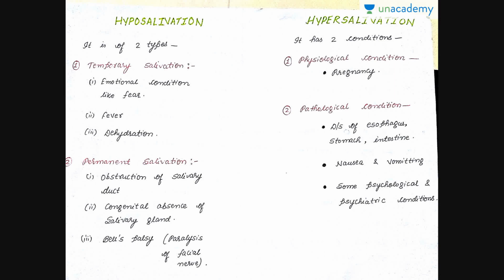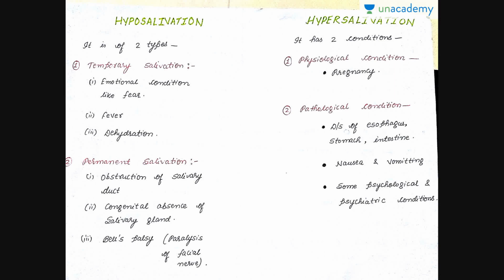The next condition is also Bell's palsy. Bell's palsy is nothing but the paralysis of the facial nerves. These are the conditions of permanent hyposalivation. Now moving forward to hypersalivation. Hyper means more than the normal amount. So there are two conditions of hypersalivation.